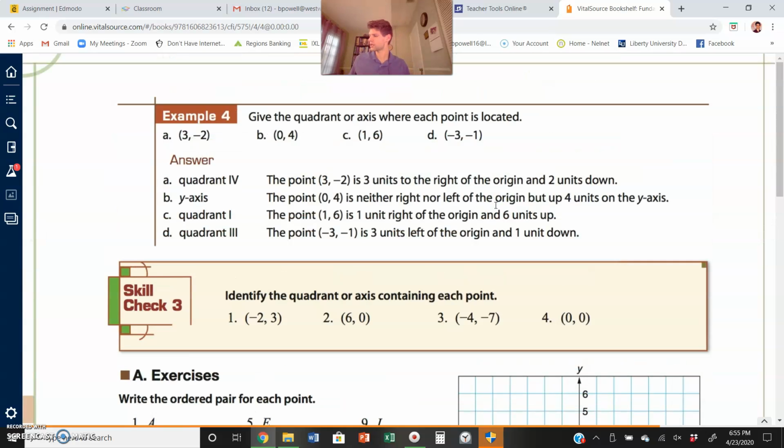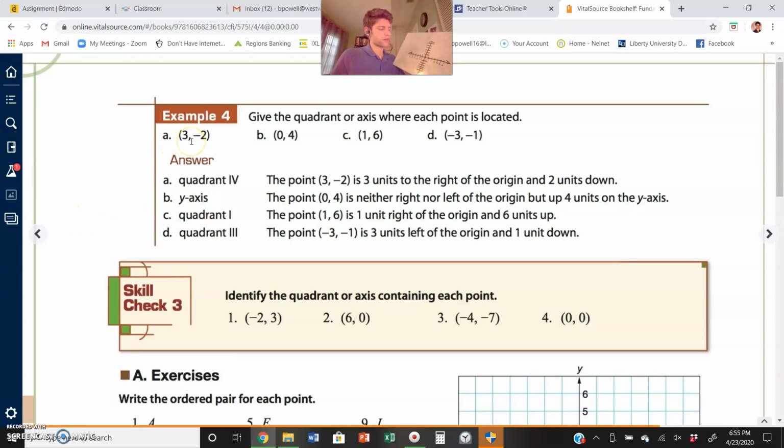But let's do skill check box number 3. It says, identify the quadrant or axis containing each point. Now, we left off the video, some may be an x-axis or a y-axis, because if you ever see a 0 as one of the coordinates, it's going to be an axis. Now, notice the 0 is in the x position, and look what axis it's on, the y-axis. So if the 0 is in the x position, it's going to be the y-axis, and if the 0 is in the y position, it's going to be the x-axis, and we'll see a good example of that.